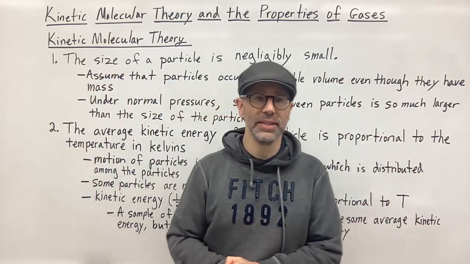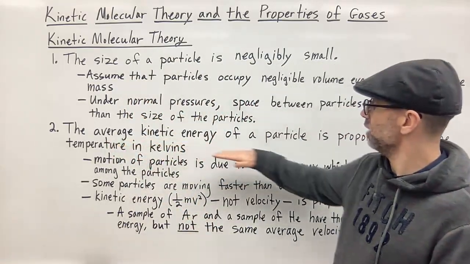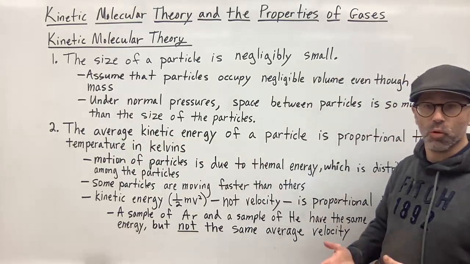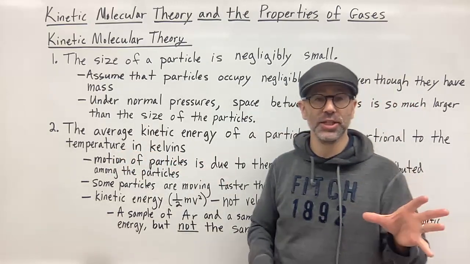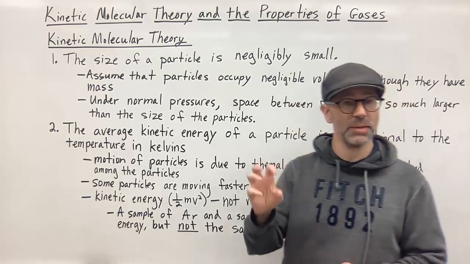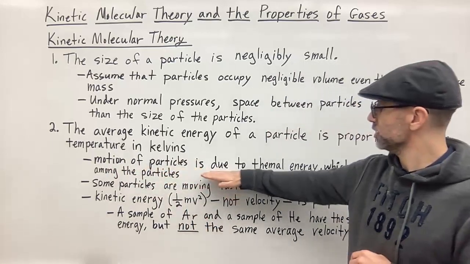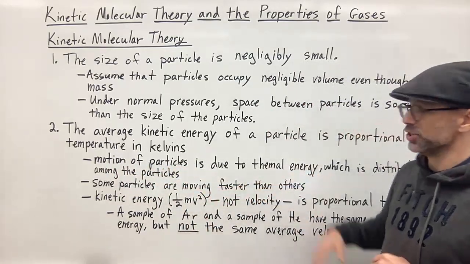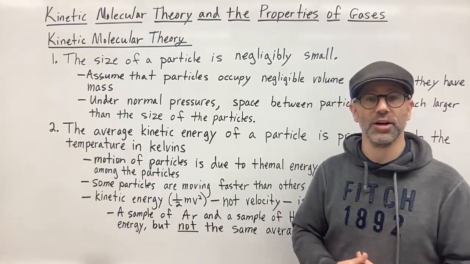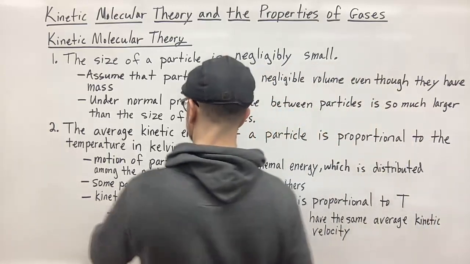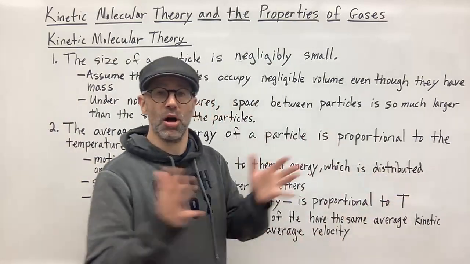Okay, so what about the second one? The second postulate is that the average kinetic energy of a particle is proportional to the temperature in kelvins, right? So average kinetic energy of the particles is going to be proportional to temperature. Again, this makes sense because the motion of the particles is due to thermal energy. So you put more thermal energy into the particles, they're going to move faster and they're going to have a higher kinetic energy. The motion of the particles is due to the thermal energy, and this energy is distributed among all the particles, right?